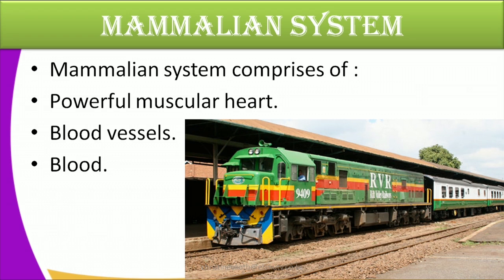So I'll compare the circulatory system of a human being with a train. We've said the engine will resemble the heart. The train is the whole human body, the compartments are the blood vessels, and lastly, the passengers are like the blood, they pick and drop. The blood also will pick items like the nutrients and the oxygen from one part of the body to the other parts of the body where they are needed.